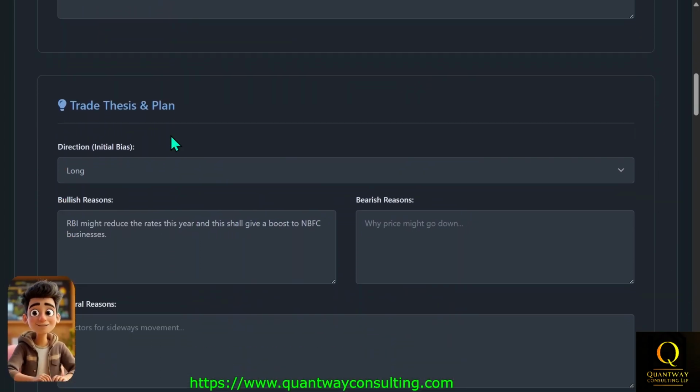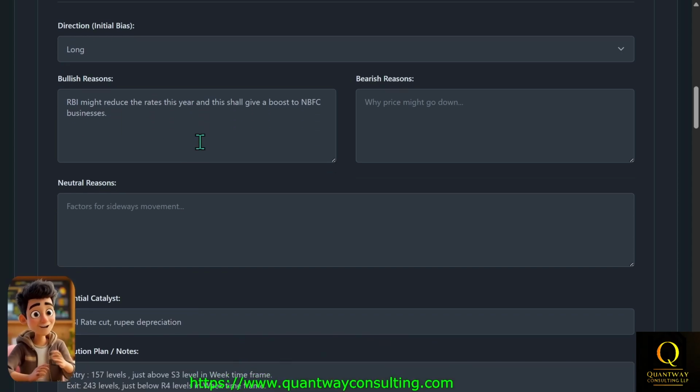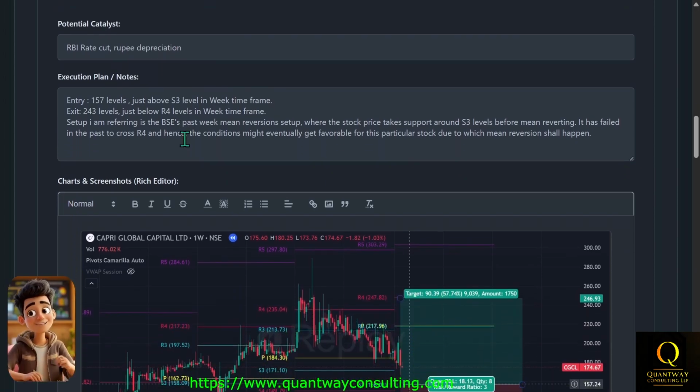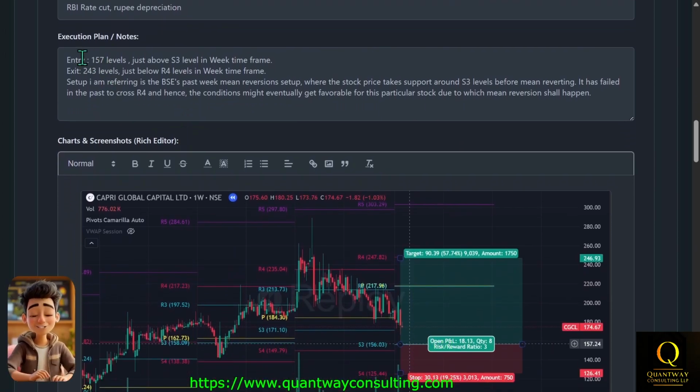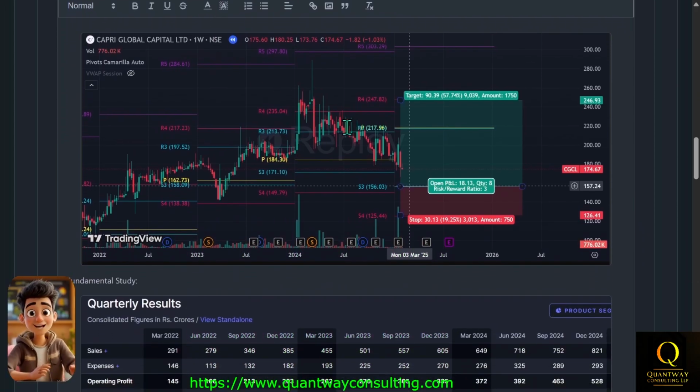Here is the sample trade thesis and plan. My selected direction to trade is long, i.e., I am buying the shares in this particular trade. I have listed out the bullish reasons for my trade. In potential catalyst, I am stating the catalyst to be RBI rate cut and rupee depreciation. In execution plan, we have to detail out the implementation of the trade. In charts and screenshots section, add your charts and thesis, fundamental study, and fundamental check.